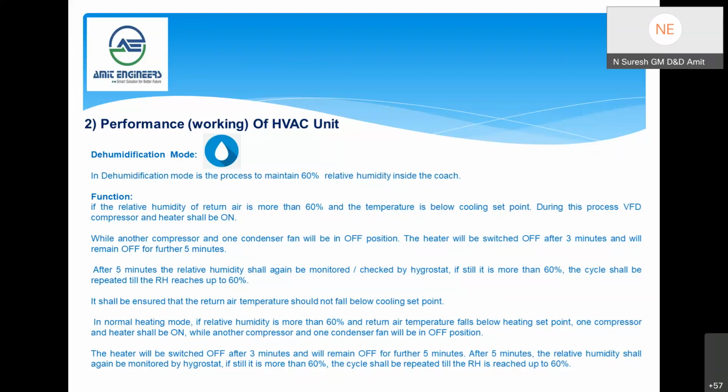In dehumidification mode, basically. First slide, I said. Yeah, no problem, sir. I can repeat once again. Please feel free to ask questions, sir. No issues.